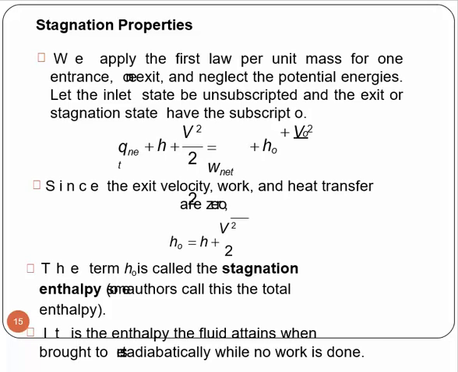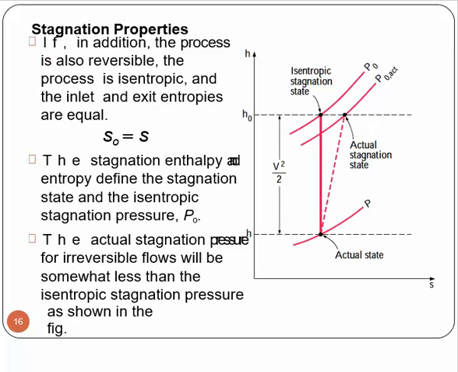It is the enthalpy of the fluid attained when brought to rest adiabatically while no work is done. Now, the stagnation property. If in addition the process is also reversible, the process is isentropic and the inlet and exit entropies are equal. It means the entropy at the initial and at the final state will be the same.